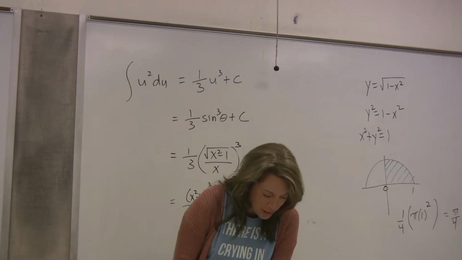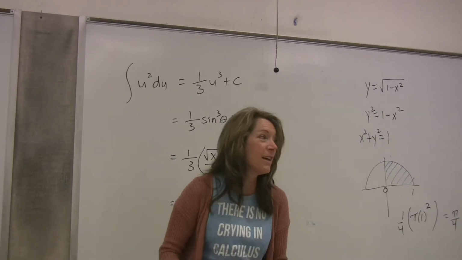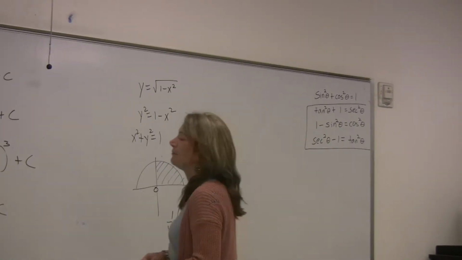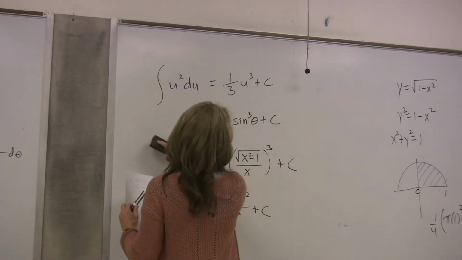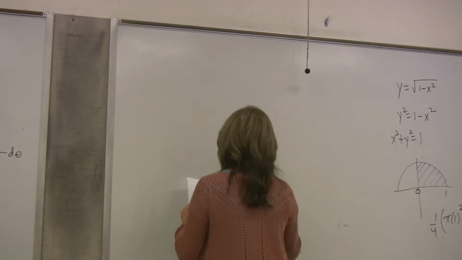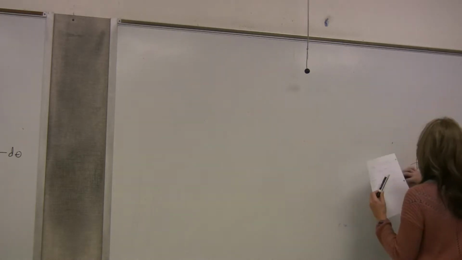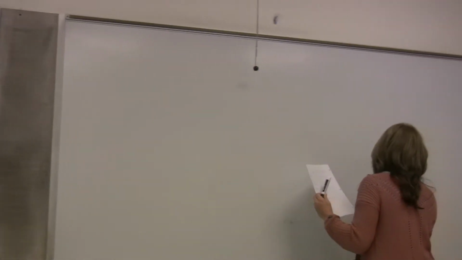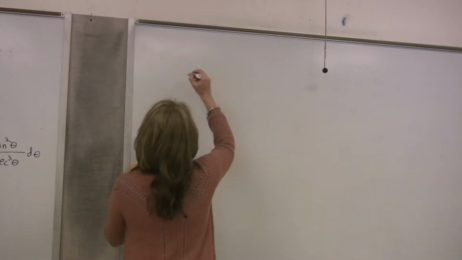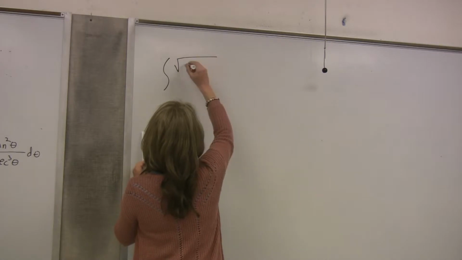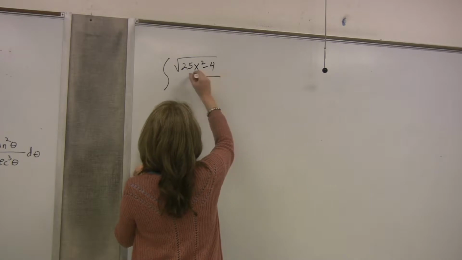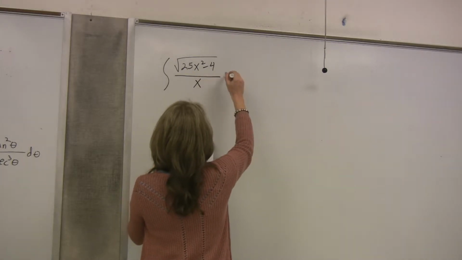Okay, so let's look at number 2. Number 2 is a little bit messier. If you thought that one was messy, number 2 is messier. Okay, we're good. Let's start over here for number 2. Let's see if I can fit it on one board. So I have the integral of the square root of 25x squared minus 4 over x dx.